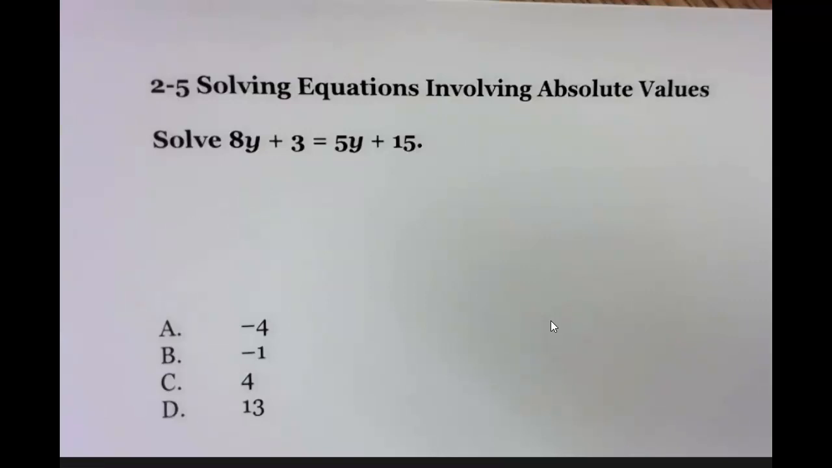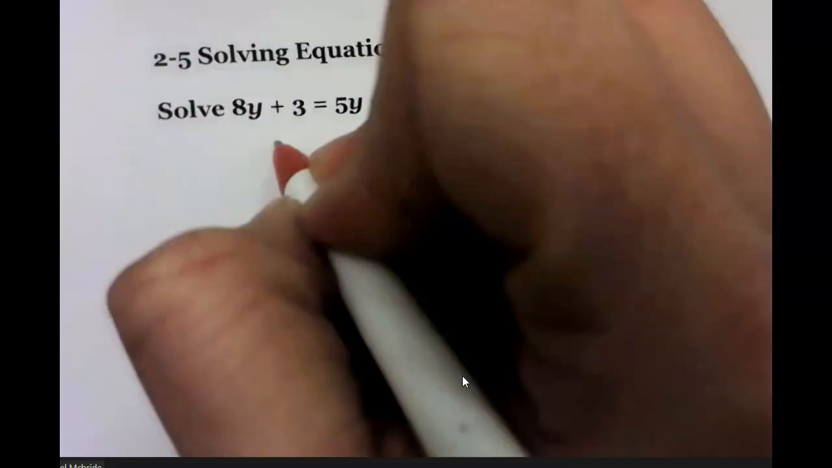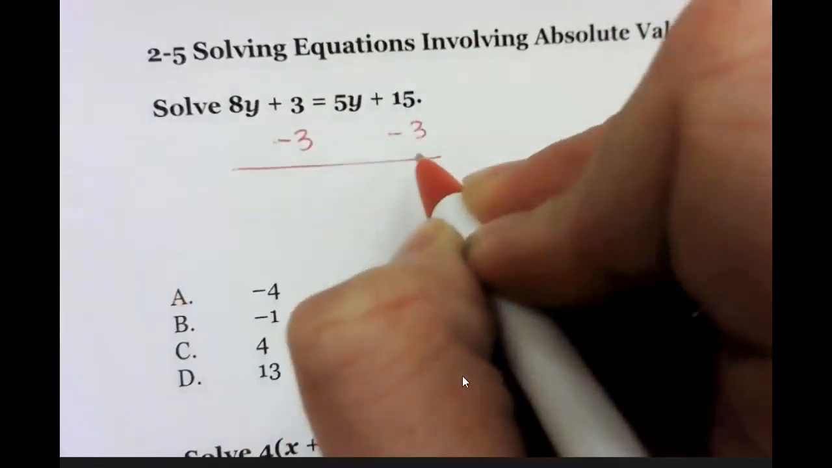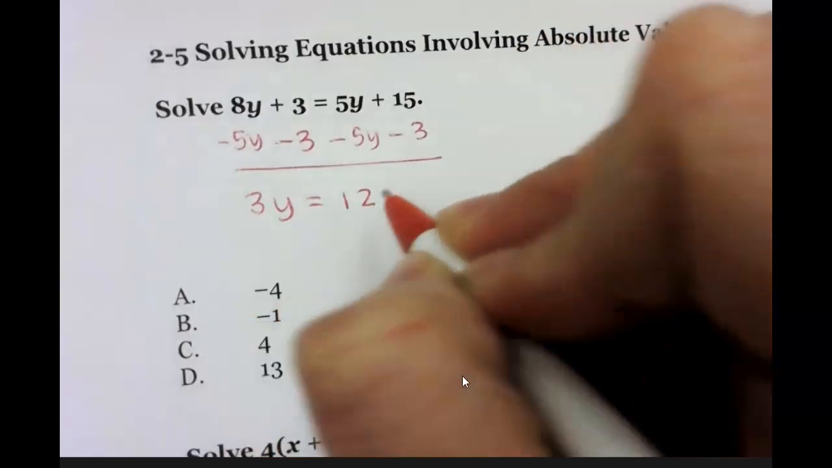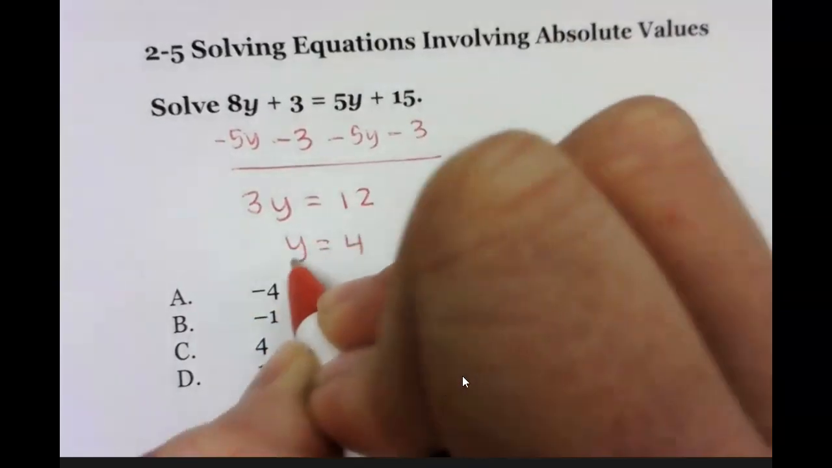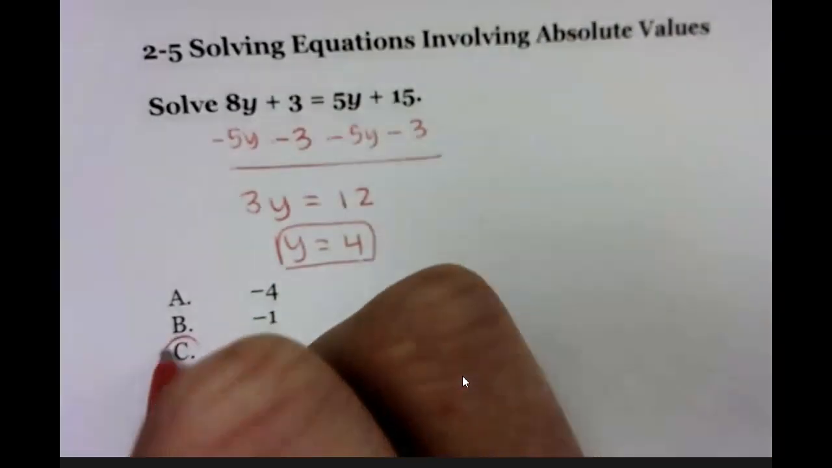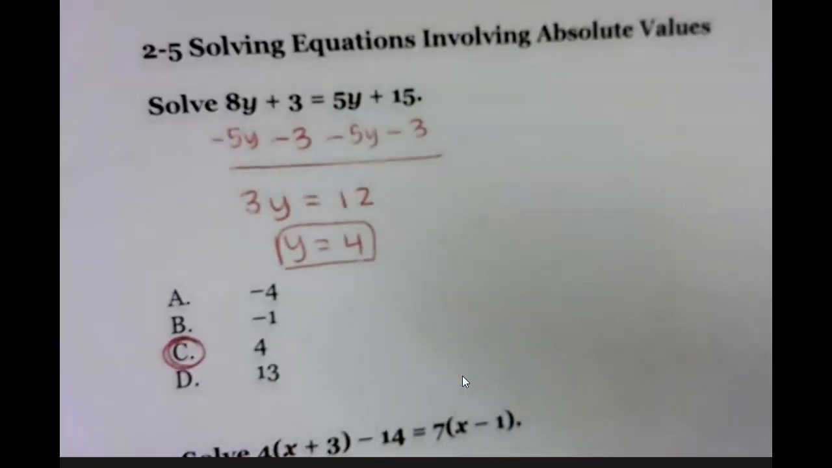8y plus 3 equals 5y plus 15. Give me a 1 for A, a 2 for B, a 3 for C, and a 4 for D. And actually, just real quick, not that I'm disagreeing, just showing. You should have had 3y at some point equals 12, which does in fact give you your y equals 4. So if you picked C, you were correct.